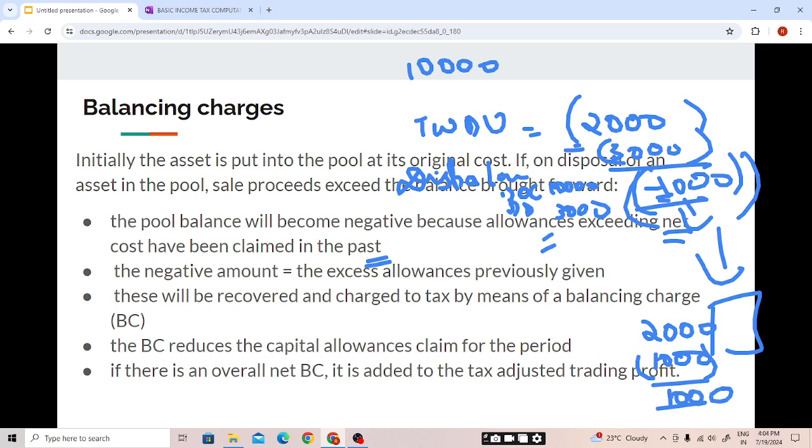If we do not have any allowance, this minus 1000 will add to the tax adjusted trading profit. I hope this is clear. I hope this point is clear, students.